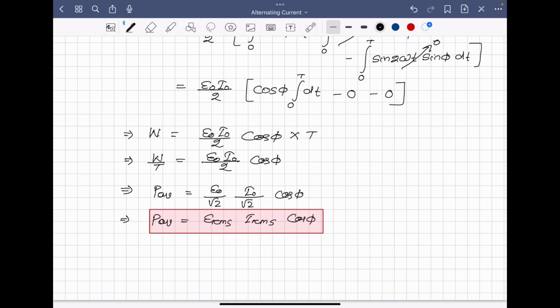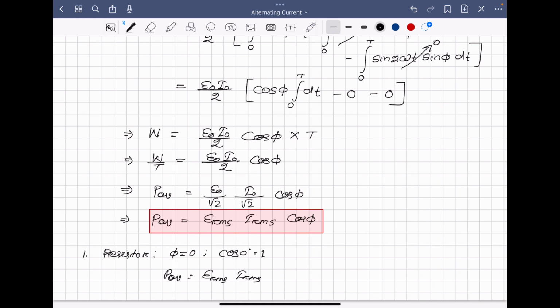First, let's discuss the resistor. If a circuit contains only a resistor, then we know there is no phase lag between the EMF and current, so phi is 0. As phi is 0, cos 0 is 1. Then our P average becomes E RMS I RMS.